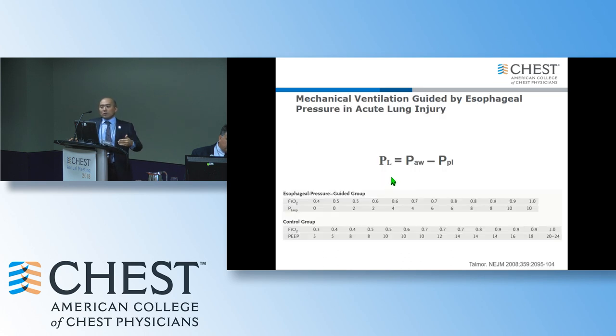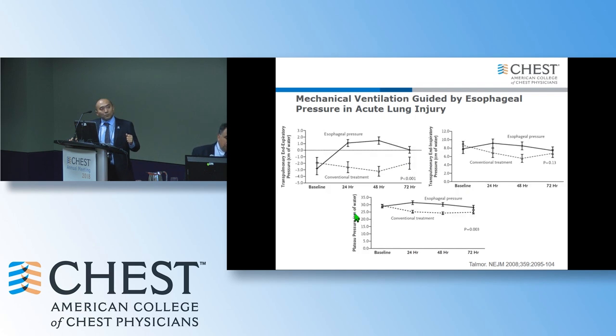The first one, which uses the value of the esophageal pressure as an estimate of the pleural pressure, makes a very simple calculation. Transpulmonary pressure is the difference between the airway pressure and the pleural pressure. This was used in the study by Talmor, where in the group guided by esophageal pressure, they determined the transpulmonary pressure depending on the FiO2, compared to the control group that used the ARDS network table. There was a difference in transpulmonary pressure at end of expiration, so they increased the PEEP in the group managed with esophageal manometry. There was also a difference in esophageal pressure that was not statistically significant, but trended to be higher at the end of inspiration.